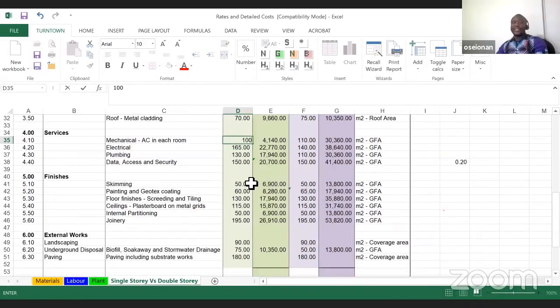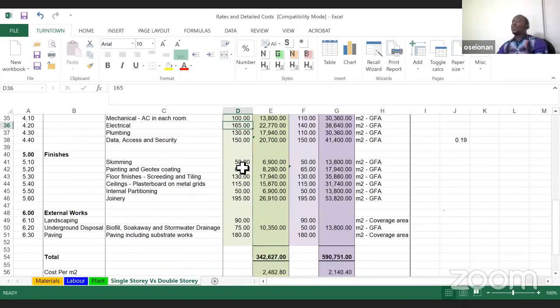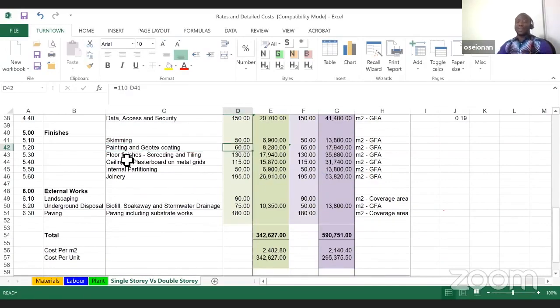Then it comes to finishes. Again, this depends on what you want. It plays a lot. If you want to go with screeding, you put it in. If you don't want it, you just take it out. It reduces so many things. You would think it's nothing, but it also gives you the appeal. Painting and geotex coating is another cost against it. This cost is big because of the geotex coating, which is very expensive. If you want to go with just painting, you are looking at something around 40. It takes about 20K, which takes about 5K off your cost.